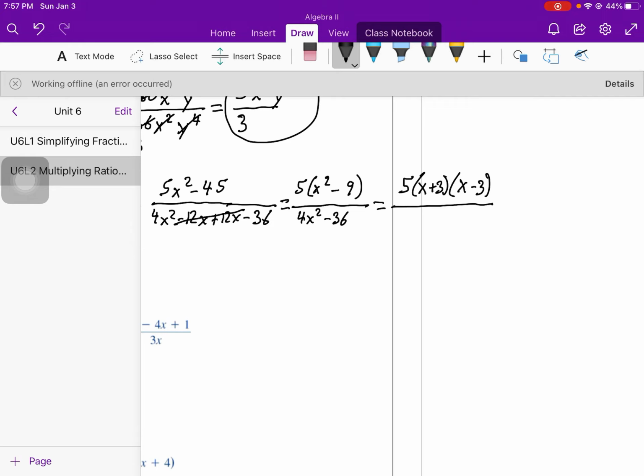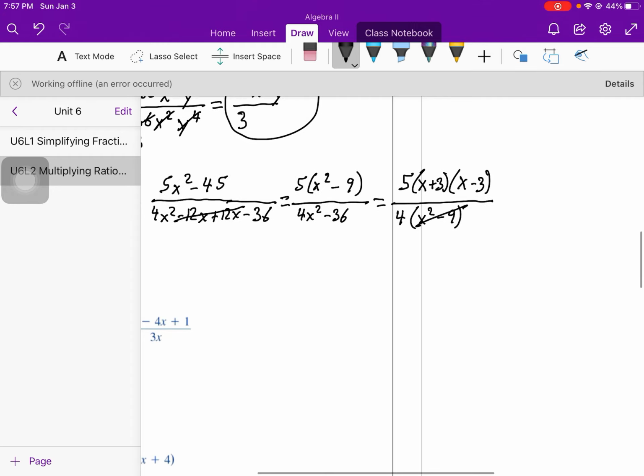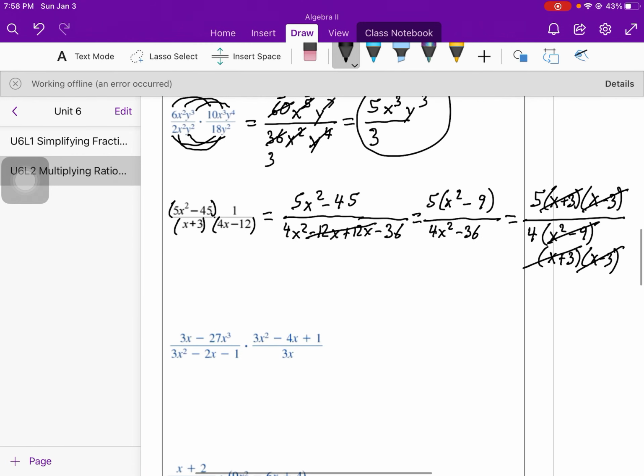And then we have 4x squared minus 36. You can take a 4 out of those, and you're left with x squared minus 9, which we just said factors into x plus 3 and x minus 3. So since we have the x plus 3 and the x minus 3 on the top and the bottom, you can cross those off. And we're actually just left with 5 over 4. A lot of the times, these are going to reduce down to be pretty simple fractions like what we see here.